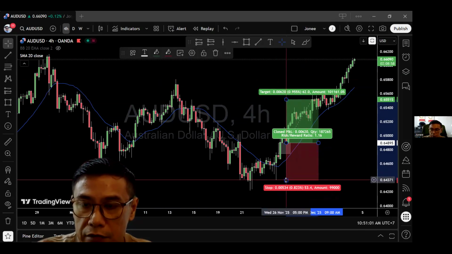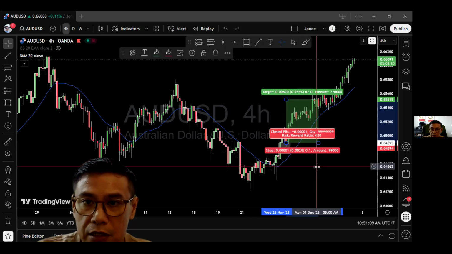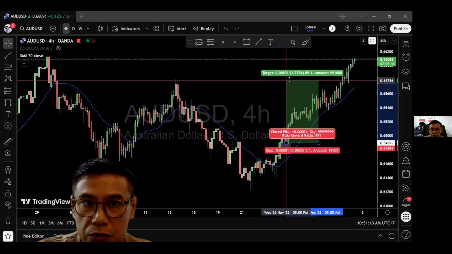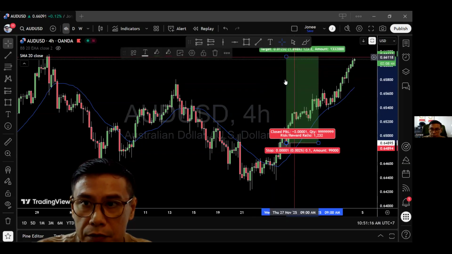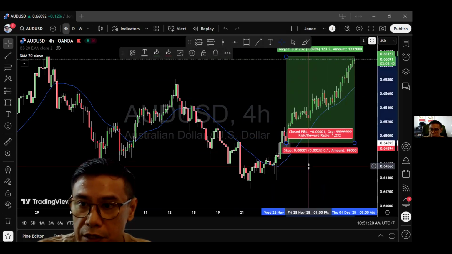Now, it's important after the first take profit has been triggered, you want to move your stop loss to break even, making this a risk-free trade. Then letting the rest of the position run, increasing your risk to reward ratio.